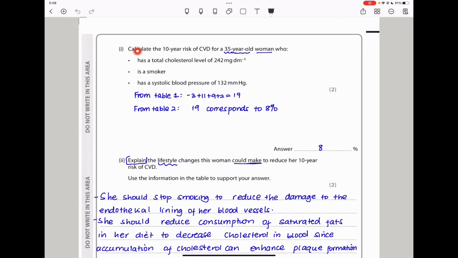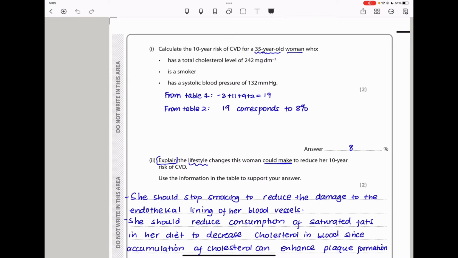They say, calculate the 10-year risk of CVD for a 35-year-old woman, so age is going to be 35, who has total cholesterol in that range, and this person is a smoker. So we will look at smokers among this range, and then has systolic blood pressure of 132 mmHg. So I will go back to the previous page.